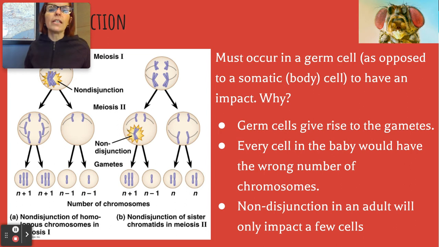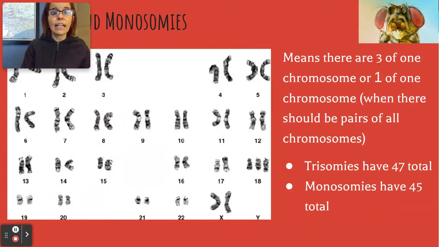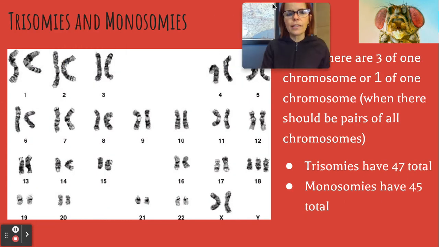The issue is when this happens in a baby that is only one cell big, or before the baby's fertilized. When it happens in a baby that's only one cell big, and then it copies to make all 100 trillion cells, that baby has the wrong number of chromosomes in every single one of its cells. All right, moving on. So what are the consequences of this?